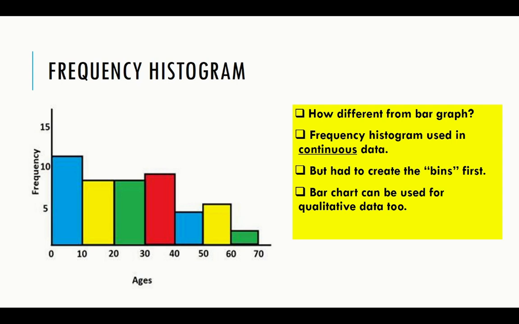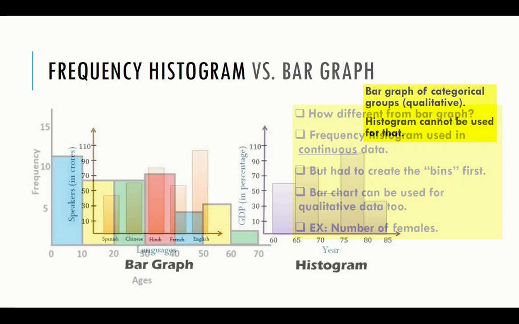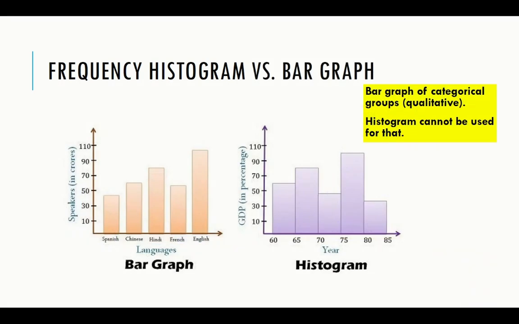We can look at number of people that are female, number of people that are male. All right, so if I wanted to look at number of females, number of males, that bar chart would be an appropriate thing for me to use. So this might help us really see the difference between a bar graph and a histogram.